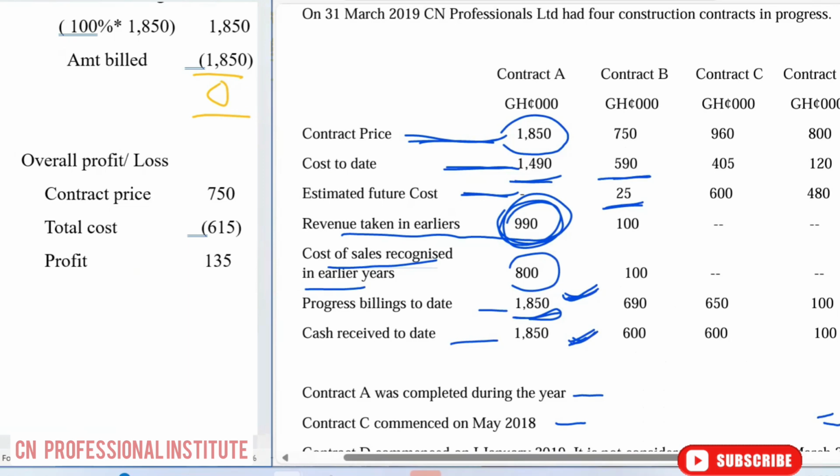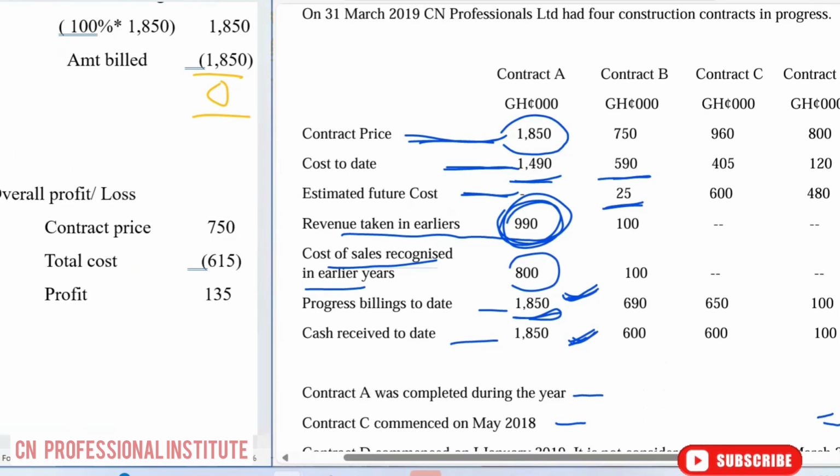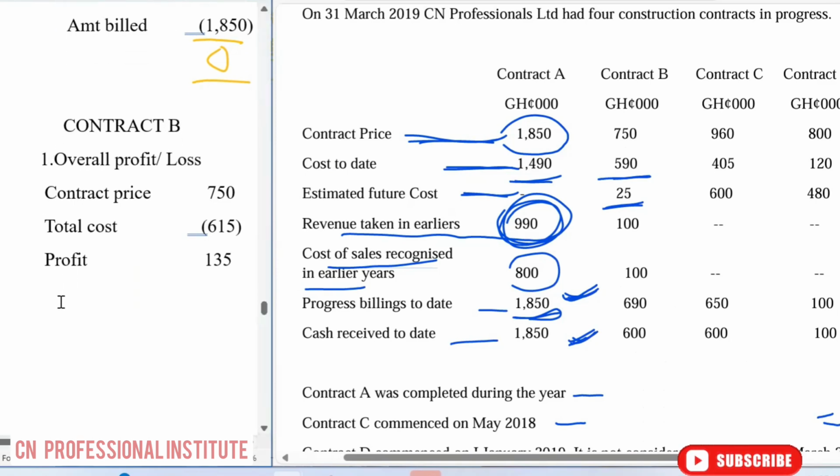So what we are doing is we are doing contract B. We can put it up here, contract B. The first one, we looked at the overall profit or loss. Then step 2 is we look at the progress. And what will be our progress? We are using the input method. That's what the question said. So it's our cost to date divided by the total cost times 100.